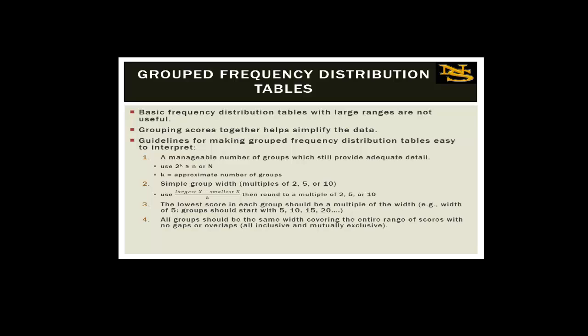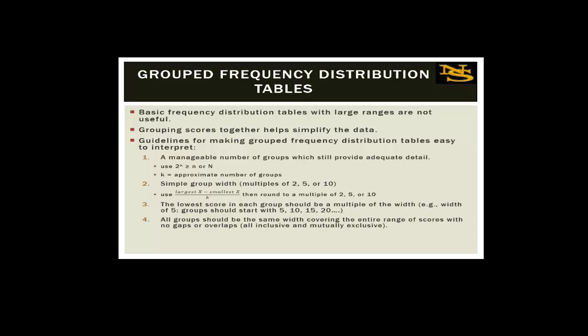Then, to figure out what the width is actually going to be, you need to take your largest value in your data set, subtract your smallest value in your data set, so your largest score minus your smallest score, and divide that by k, or that number that you found up here, the approximate number of groups. Now, if you get an ugly number for this, you want to round that to a multiple of 2, 5, or 10 to make it nice and pretty and easy to understand.